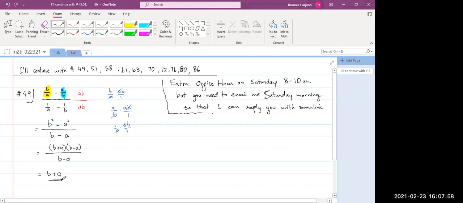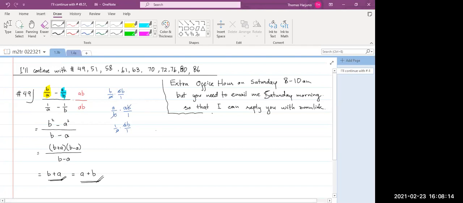Or it is possible a textbook actually writes it as a plus b. But addition is commutative, so it's either way. Okay, that's for number 49.